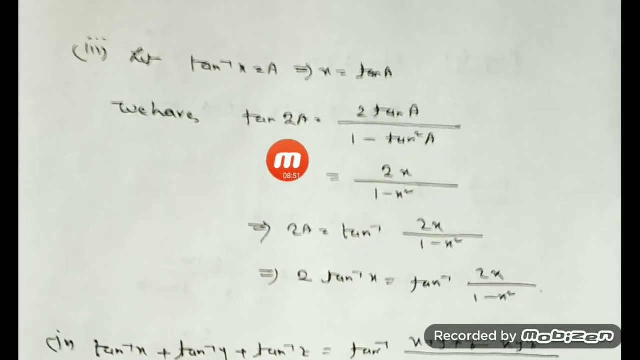So you see, tan of twice A formula I have used here: 2 tan A by 1 minus tan square A. This 2 tan A means 2x, and 1 minus x square. Twice A is equal to tan inverse, bring it to this side. It's very simple. 2A means what? 2 tan inverse of x equal to what? Tan inverse of 2x by 1 minus x square.